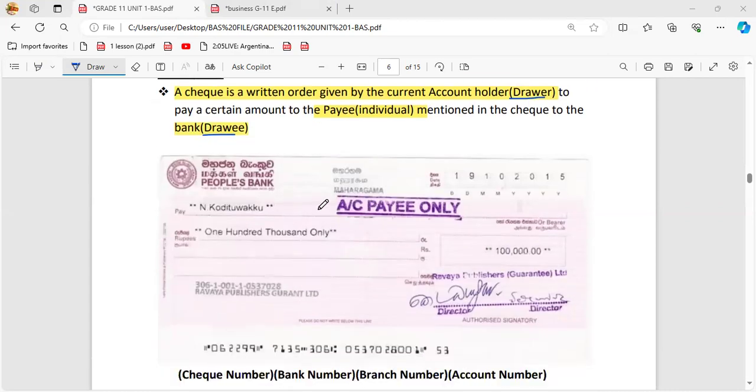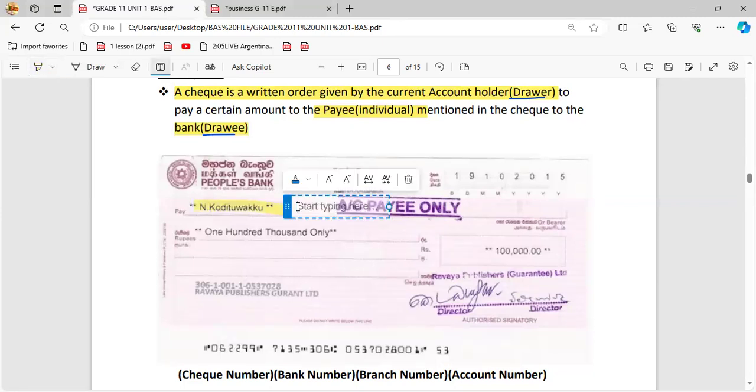Right? This is a current account, right? So look here. Pay N kodituakku. N kodituakku is the payee here. He is the one who is getting the money. Yeah, I'll show you now. N kodituakku is the person who is getting the money. Then how much money? 100,000 only. Then I have to write it here.